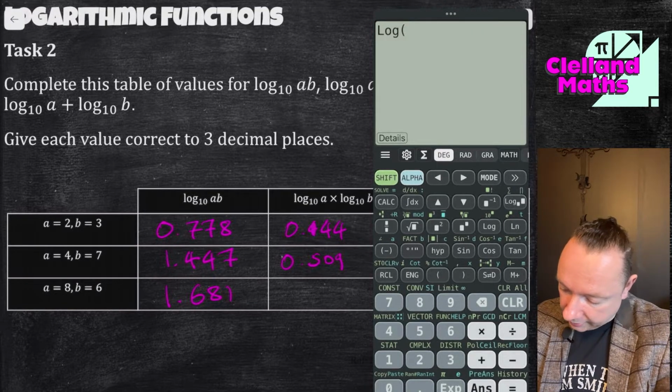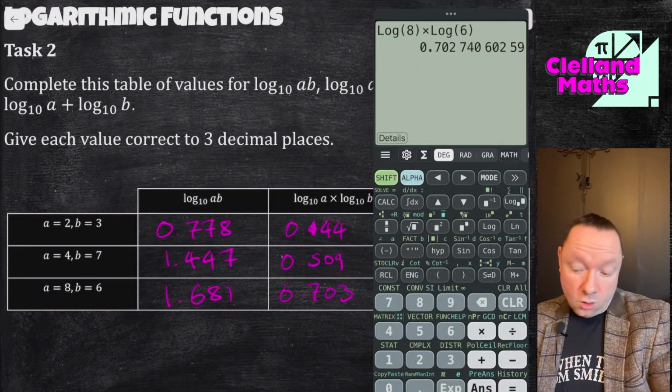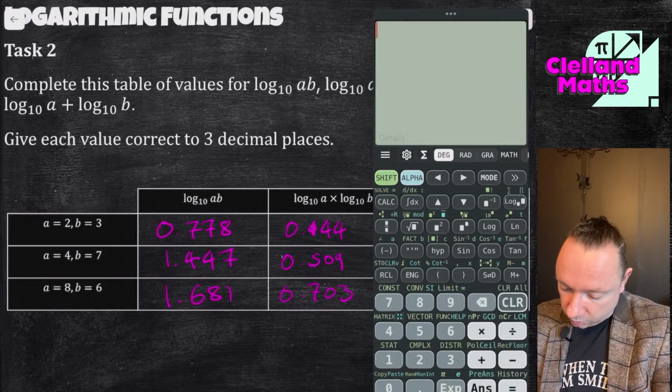Log 8 times log 6 is 0.703. So it basically proves that log of AB does not equal log A times log B, but does it equal log A plus log B? Well, you probably already know the answer to this.